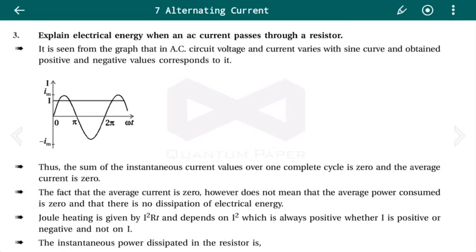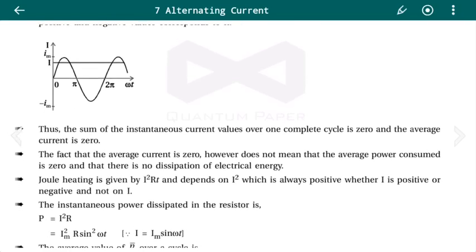Now it is seen from the graph that in an AC circuit, voltage and current vary with a sine curve, and obtain positive and negative values correspondingly. Thus, the sum of the instantaneous current values over one complete cycle is 0 and the average current is 0.